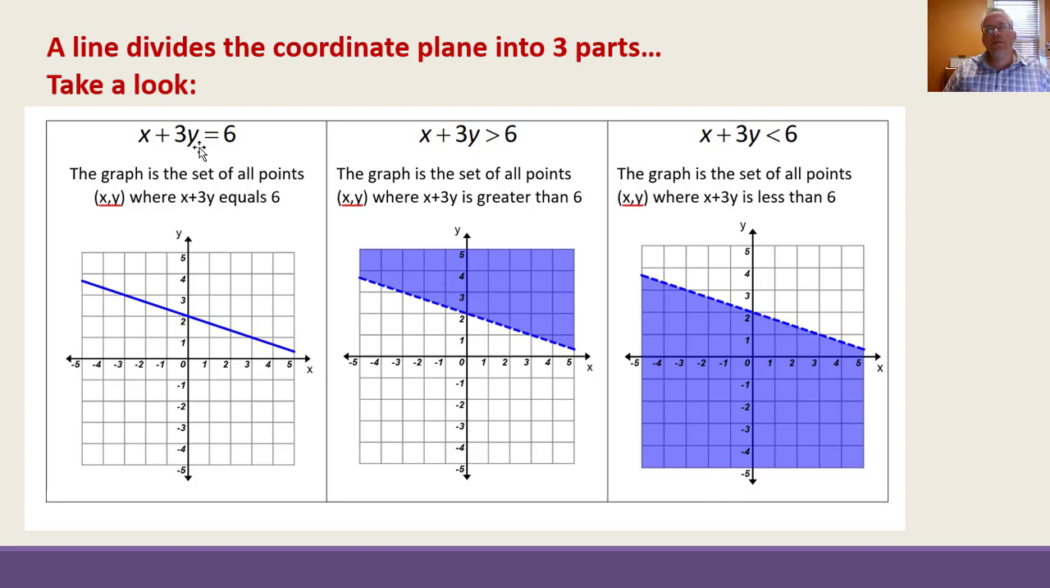Here we have the line x plus 3y equals 6. Every point on this line has the property that the x-coordinate plus 3 times the y-coordinate equals 6. But if we changed it to x plus 3y greater than 6, we get all the points above the line. And if we changed it to x plus 3y less than 6, all the points that satisfy that are below the line. So the line is where the points are equal to the constant 6.